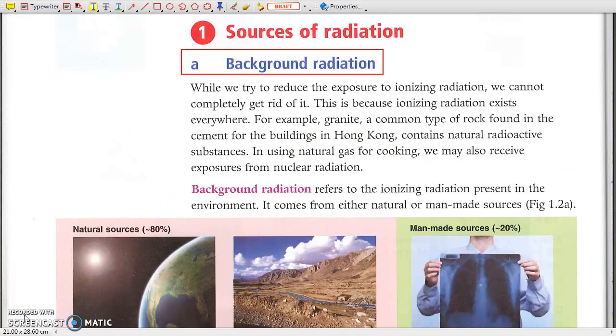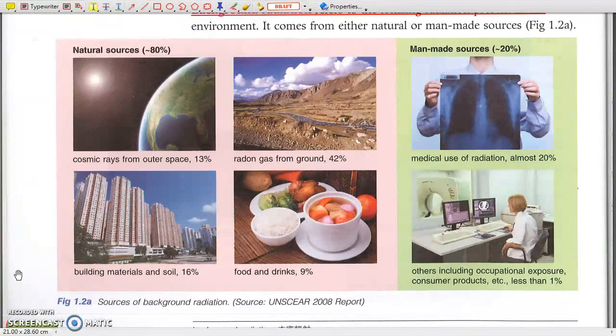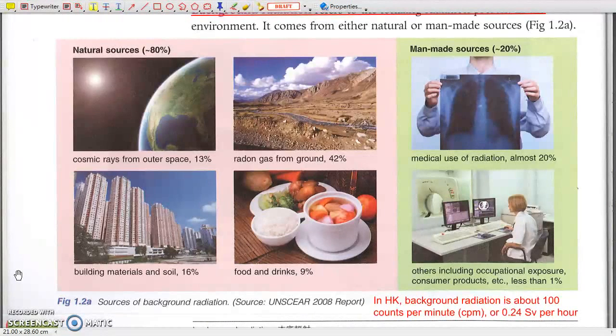1. Sources of radiation. A. Background radiation. We can never avoid nuclear radiation, as a part of it comes from natural sources. This is called background radiation. For your information, the background radiation in Hong Kong is about 100 counts per minute, or 0.24 sievert per hour, which is at least 2 times that of Tokyo.